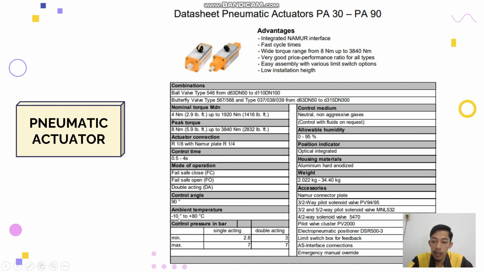The ambient temperature is -10 to 80 degrees Celsius. The control medium for this actuator is neutral and non-aggressive gas, with lubrication on request. The position indicator is optical and integrated. The housing material for this actuator is hard anodized aluminum. Last, the weight for this actuator is 2 kg to 34.40 kg.